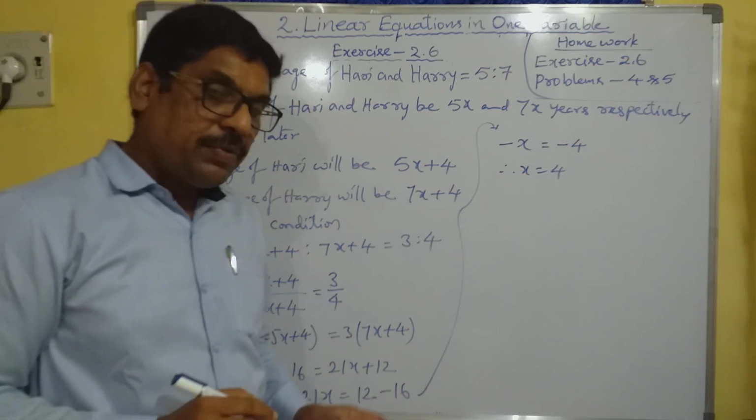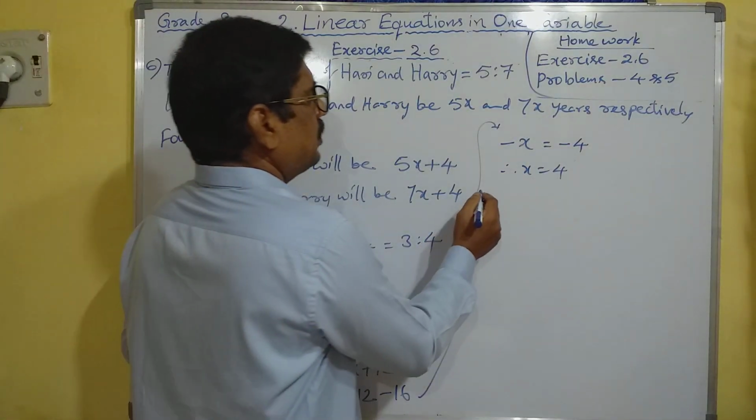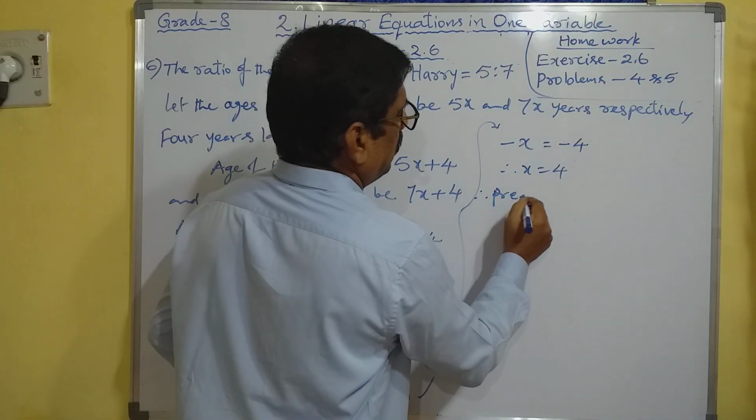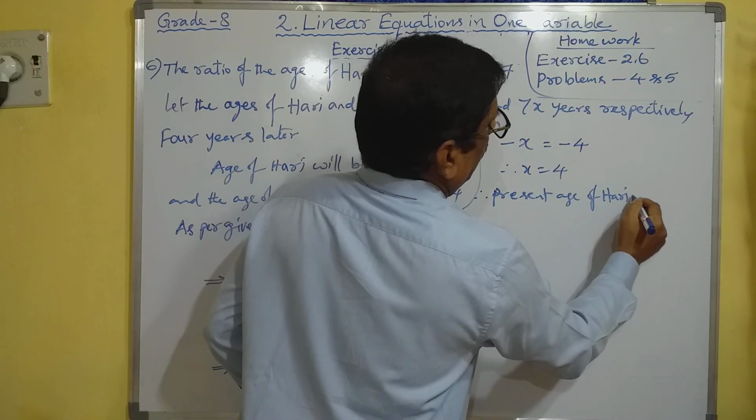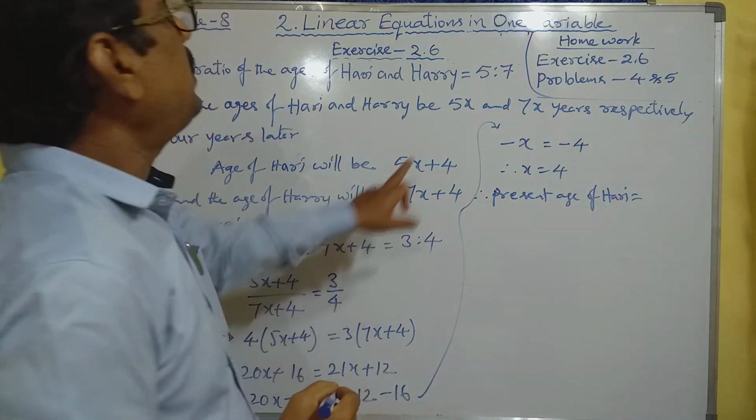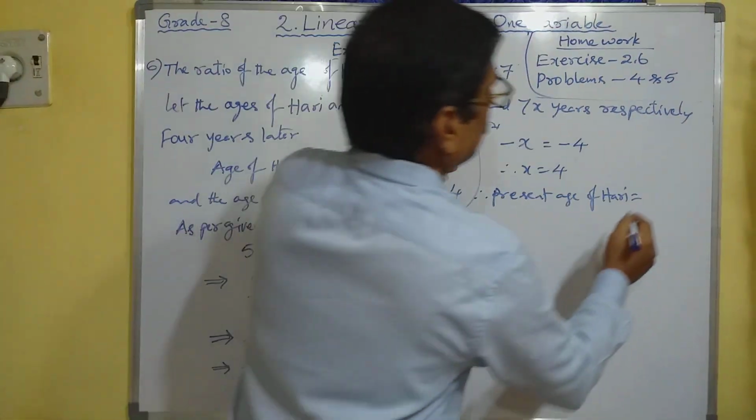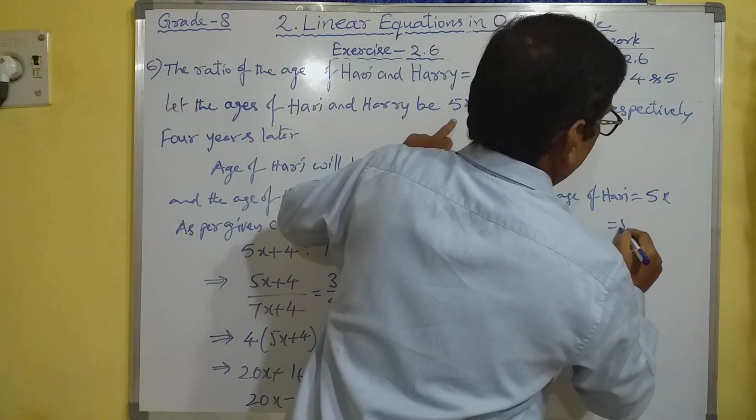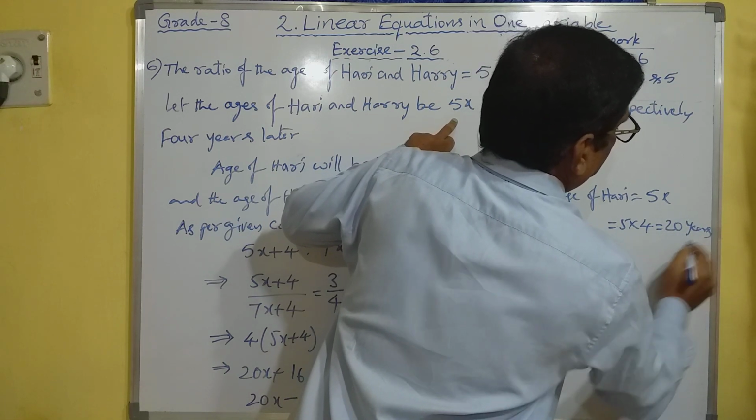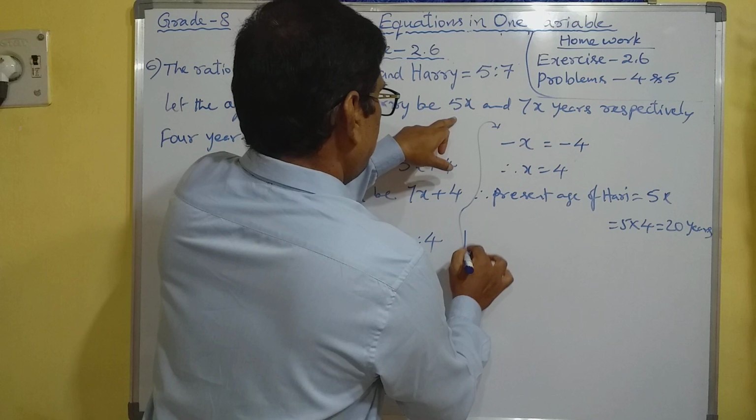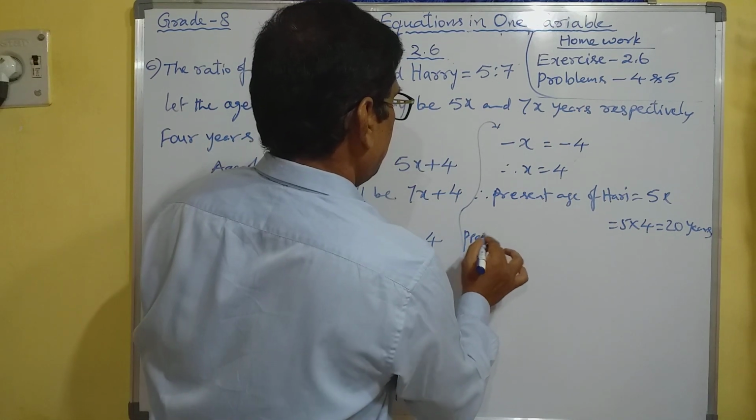So what we need to find? We need to find the present ages. Therefore, the present age of Hari is equal to, actually Hari's age we have taken as 5x years. 5x, that is equal to 5 into 4 is equal to 20 years. And what is the present age of Harry?